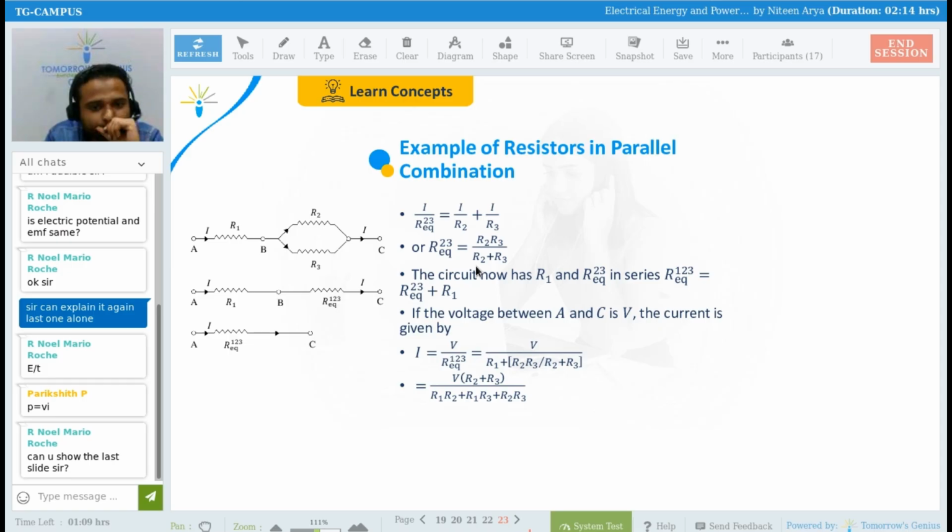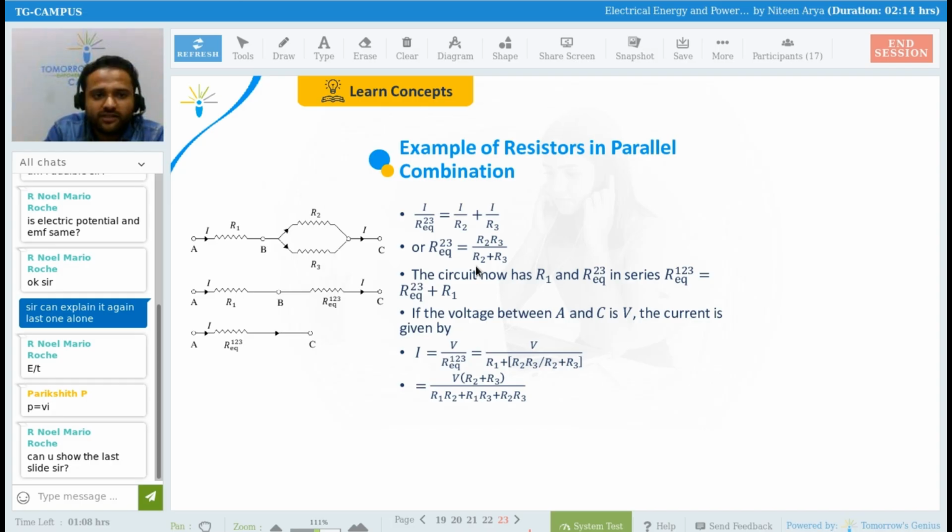Okay, this is an example of resistors in parallel combination, 1 by R equivalent. That is the important one. I don't know why they write 2 3 in that form, but okay, this is the example of resistors in parallel as well as in series combination.